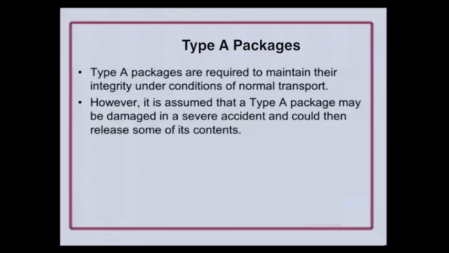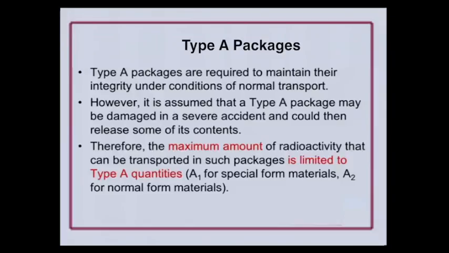Therefore, they limit the maximum amount of radioactivity in a Type A package, and we said this earlier, is limited to the Type A quantities, and that's the A1 and the A2 values. A1 for special form, A2 for normal form materials. So the maximum amount of any radioactivity permitted in a Type A package is the Type A quantity, and that's synonymous with A1, A2, depending on which form.